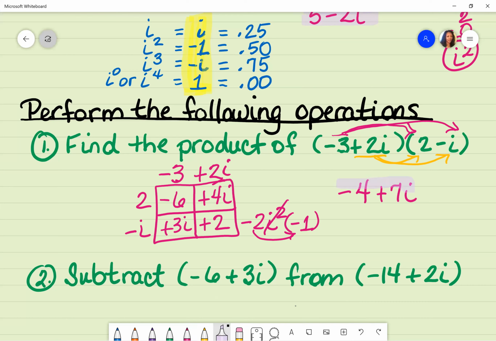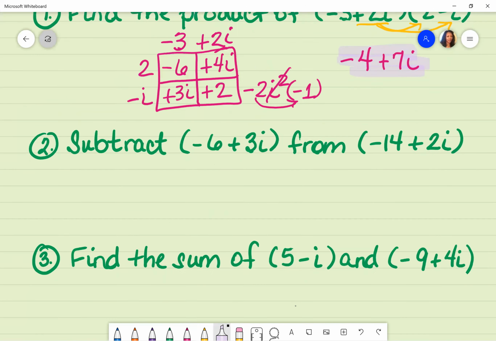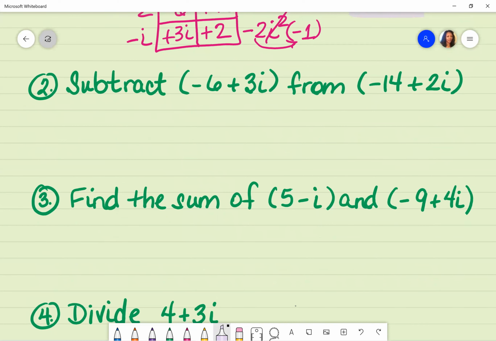Let's be consistent here. Boxing is fine as well. Just want to clearly identify your answer. So now I'm asked to subtract. Pay attention to this, because sometimes people get confused as to which one will have the signs change. So this word subtract, just go ahead and cross through it and put a minus sign.